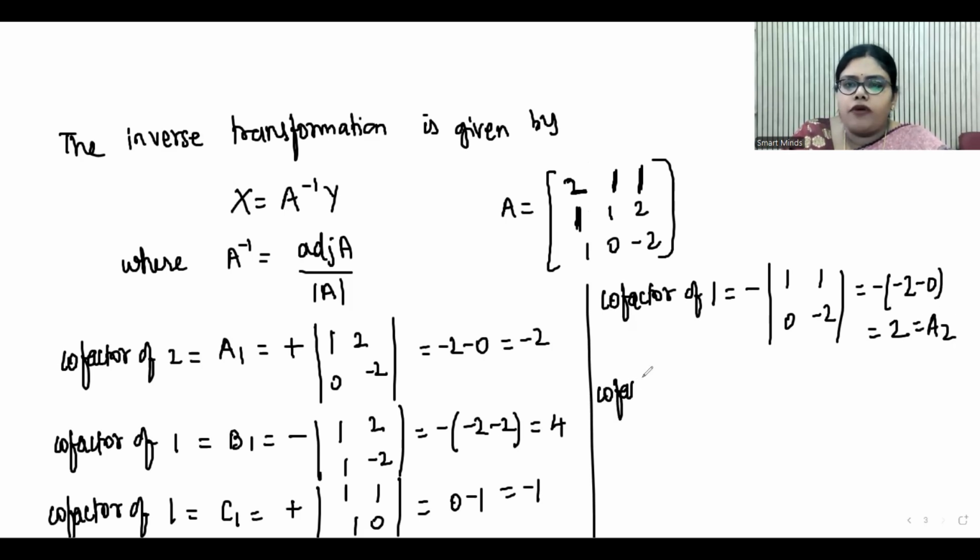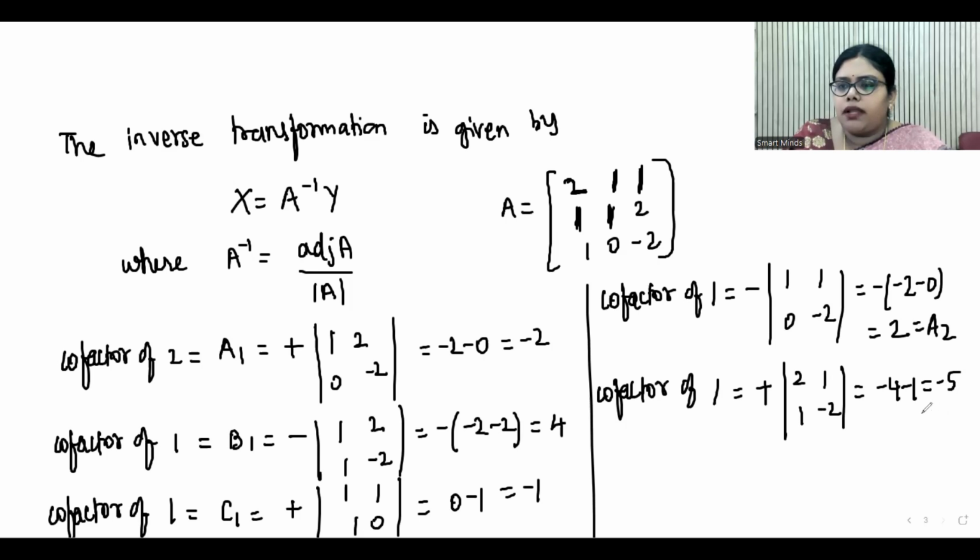Now next is the cofactor of 1 again. That is plus. Now remove the row and column where you have this 1. So you get 2, 1, 1, minus 2. So that is minus 4 minus 1, which is equal to minus 5. That is B2. Now let us take the cofactor of 2. That is minus. Now remove the row and column where you have this 2. So you will get 2, 1, 1, 0.